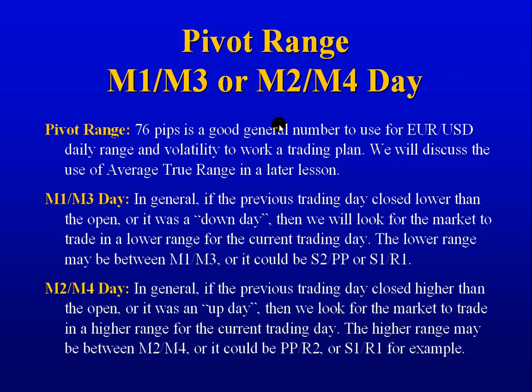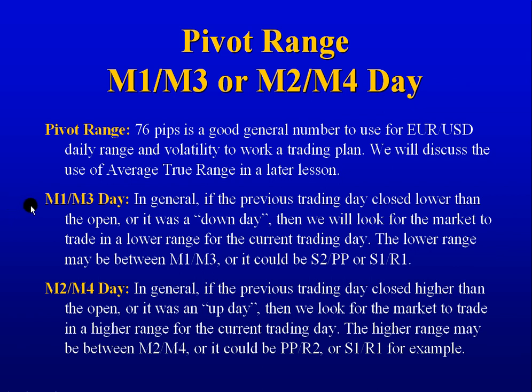We also have what's called an M1 or M2 day. 76 pips is a good general number to use for the euro range on a daily basis. So you should have a range of 76 pips available for you in order to make some profits. We're going to look more at true range later, as this number can change. It can become very dynamic and change daily with the market.